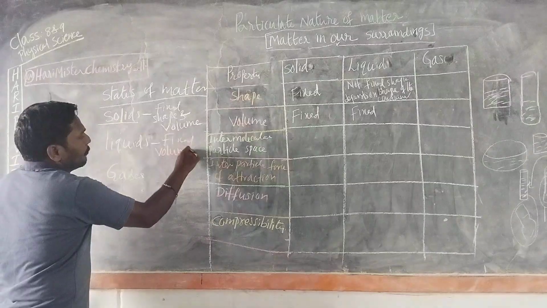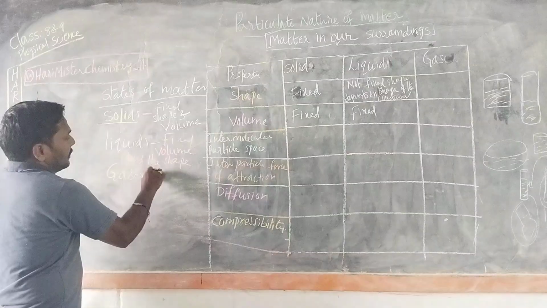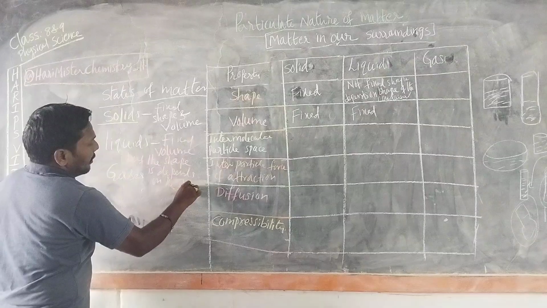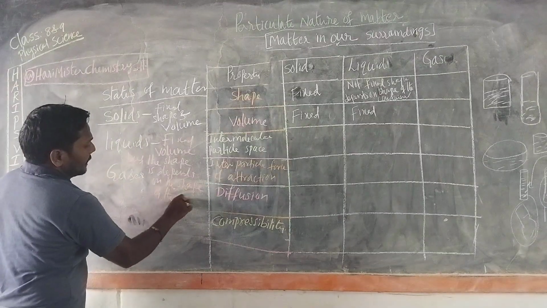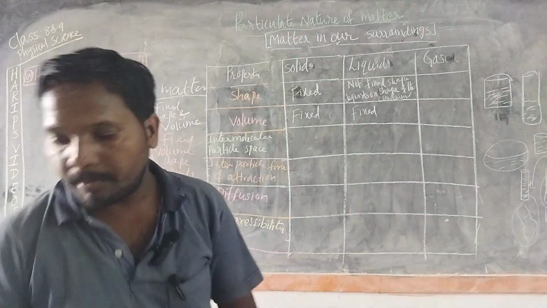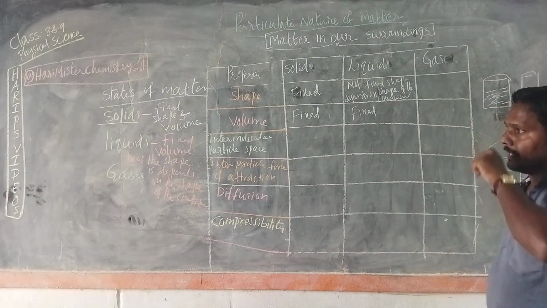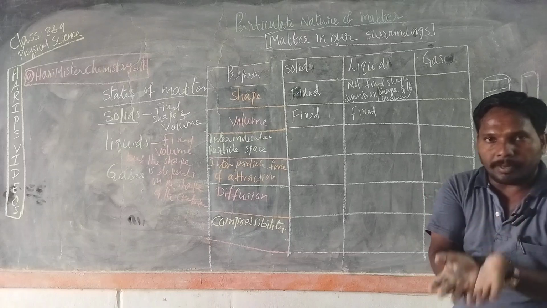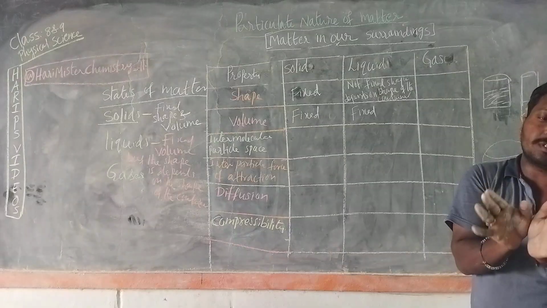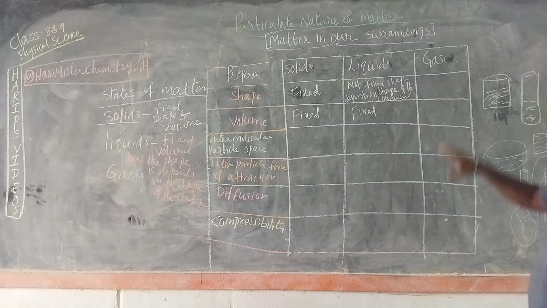Liquids have fixed volume, but the shape depends on the shape of the container. Whatever the shape, whatever the size, the liquid takes the same shape as we see in the different containers. Then coming to gases.